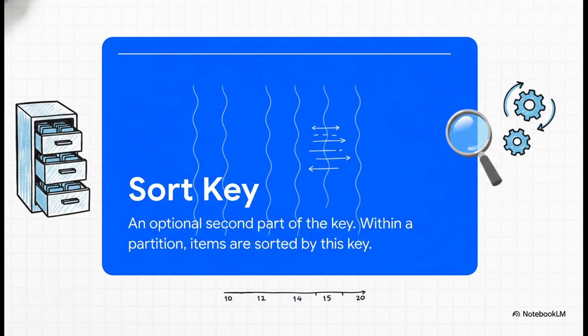But what if you've got a ton of files inside that one drawer? How do you find anything quickly? Well, that's where the sort key comes into play. It's optional, but it's super useful. Think of it like having alphabetical or chronological dividers inside the drawer. It lets you organize everything so you can pinpoint the exact file you need in no time. And here's the crucial part. The combination of that partition key and the sort key has to be totally 100% unique.